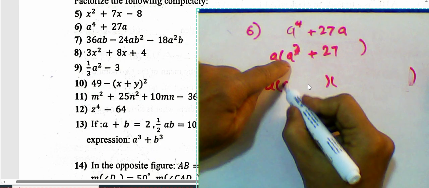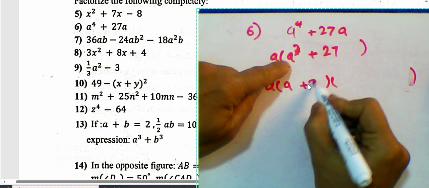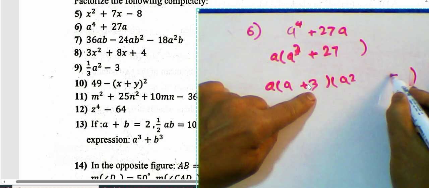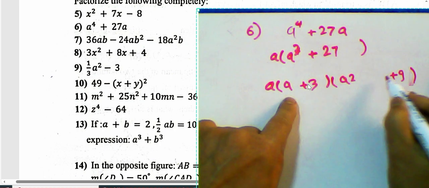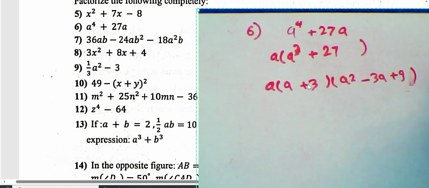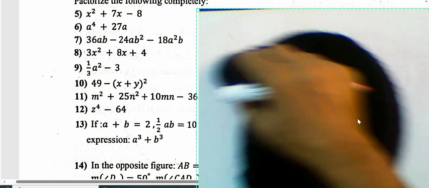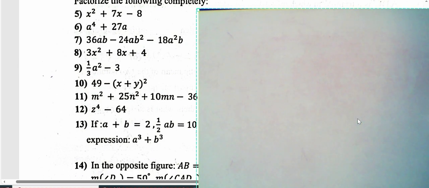Cubic root of a cubed will be a. Cubic root of 27 is 3. And a power 2 and 3 power 2. In the middle, the first and second didn't change, negative 3a. So factorize this expression. Root to the first and the second. Okay. Next question.